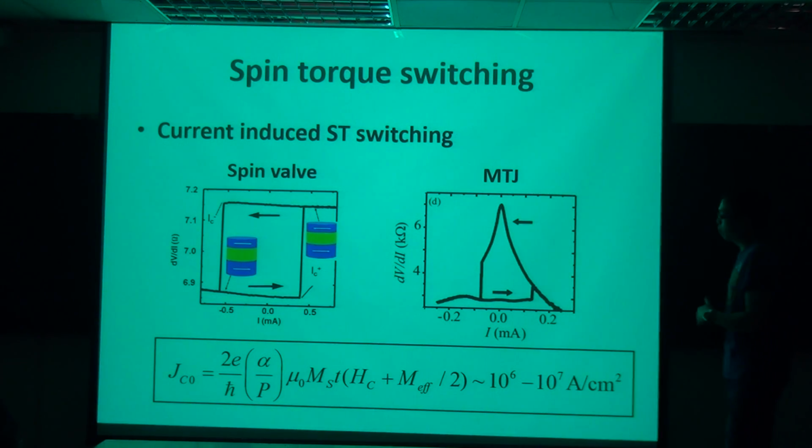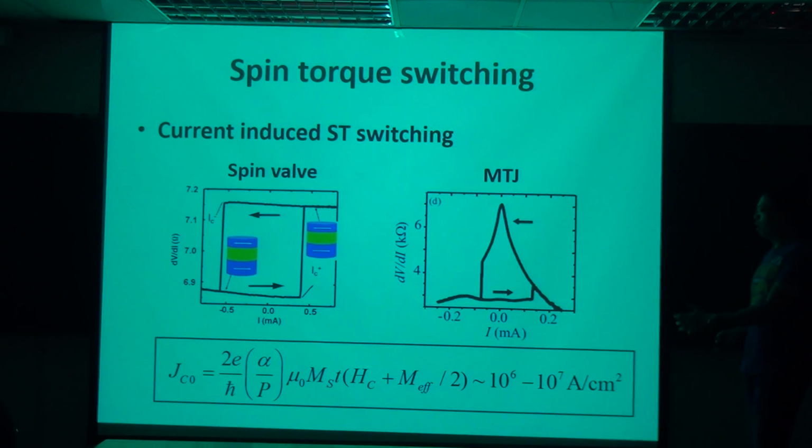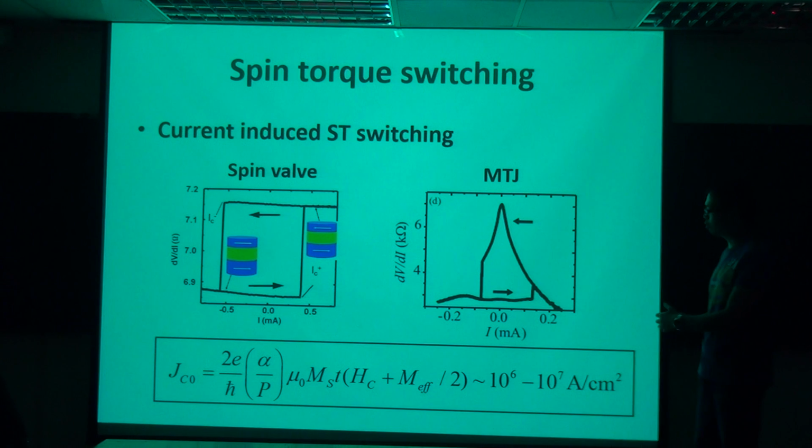At the beginning, people were trying to reduce this term to reduce the critical switching current density. But later, since people have been working on materials with perpendicular anisotropy, they can control this very easily, and this term can be reduced by a lot.